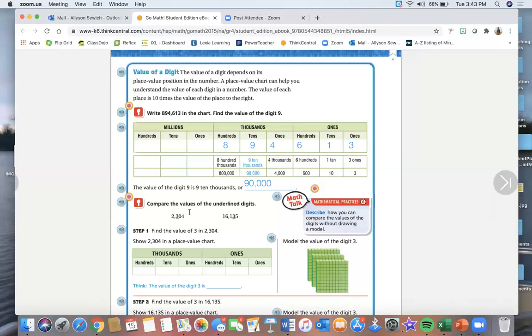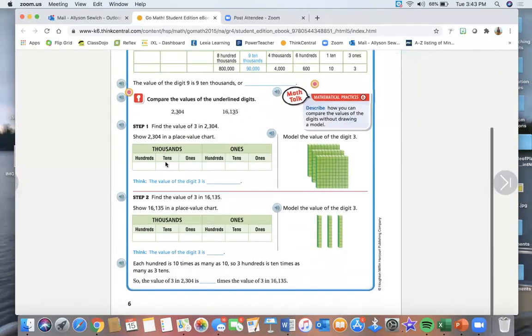Now we are going to compare the values of these underlined digits in the number 2,304. So we're looking at that 3 and 16,135. So again, I'm going to clear this. Go ahead and pause the video if you need to see that. Okay, so we're going to compare these two numbers. So first it says, find the value of 3 in 2,304. So show 2,304 in a place value chart.